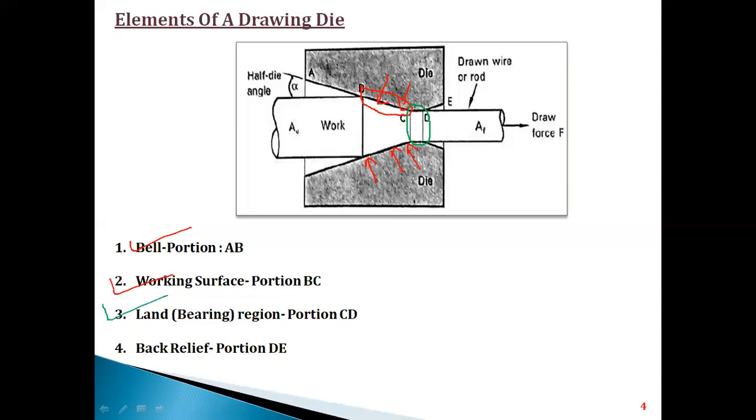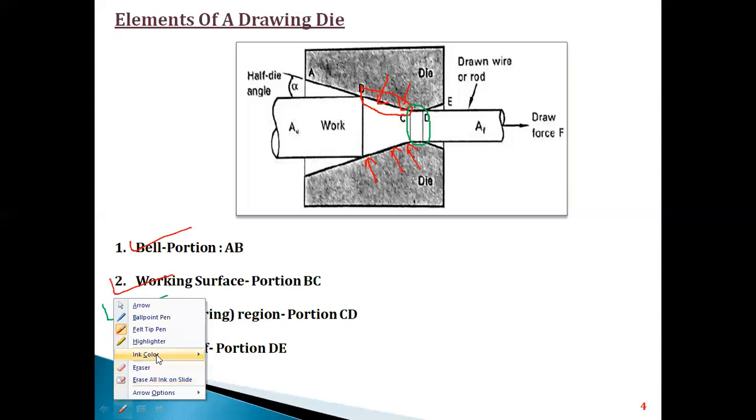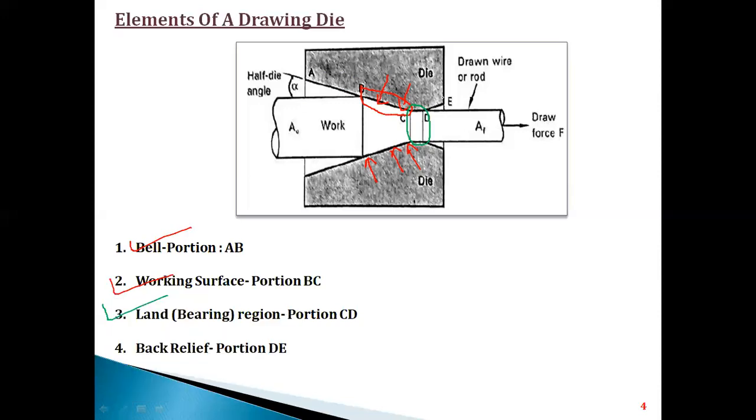Now the next, the fourth one, that is the back relief or portion DE. If you observe carefully in the sketch, there is some back portion developed here, that is at this part from D to E, this surface. So what is this back portion? If you observe carefully, this back portion allows the metal to expand slightly.